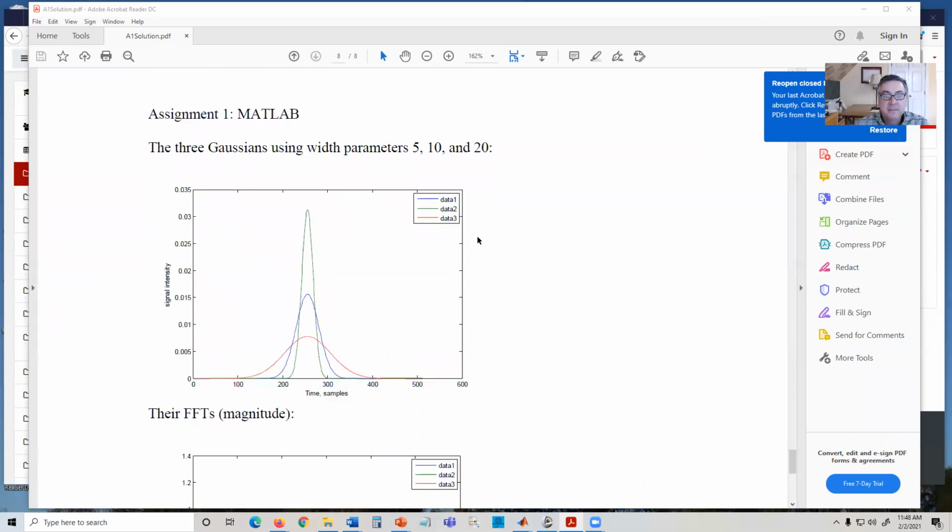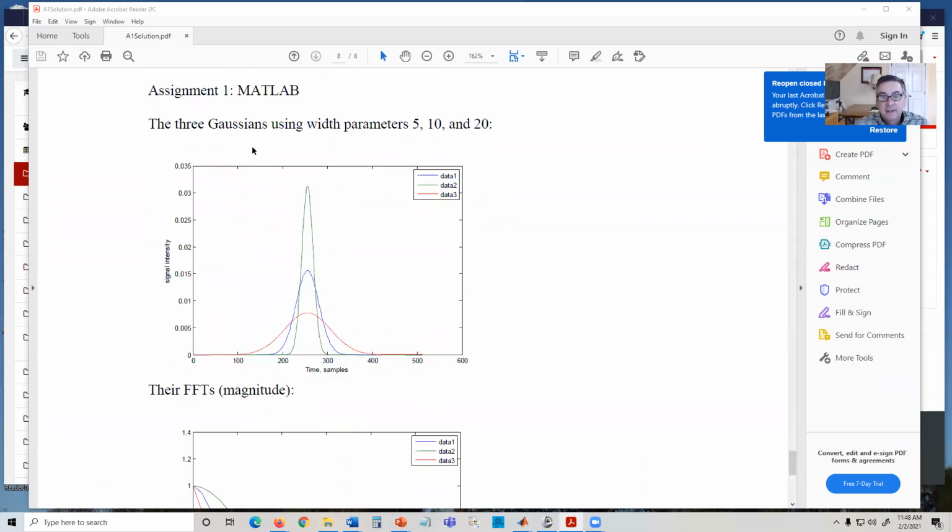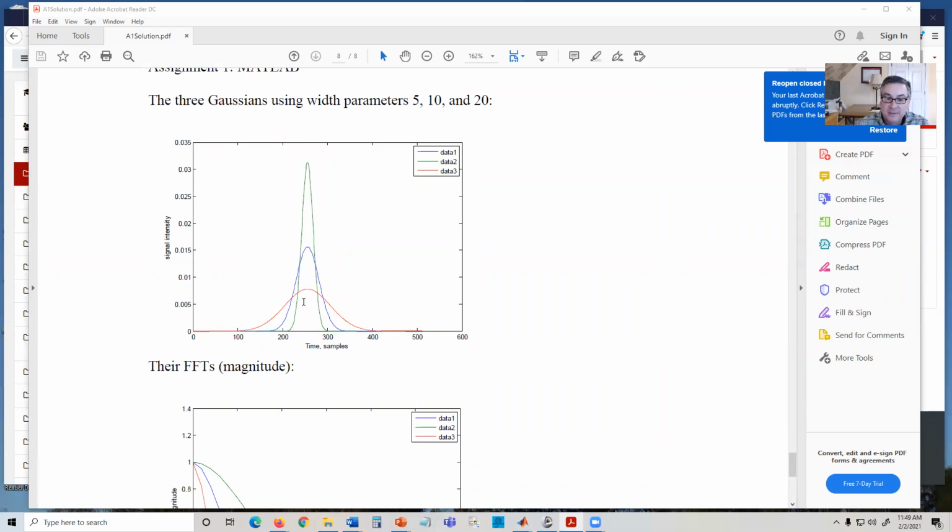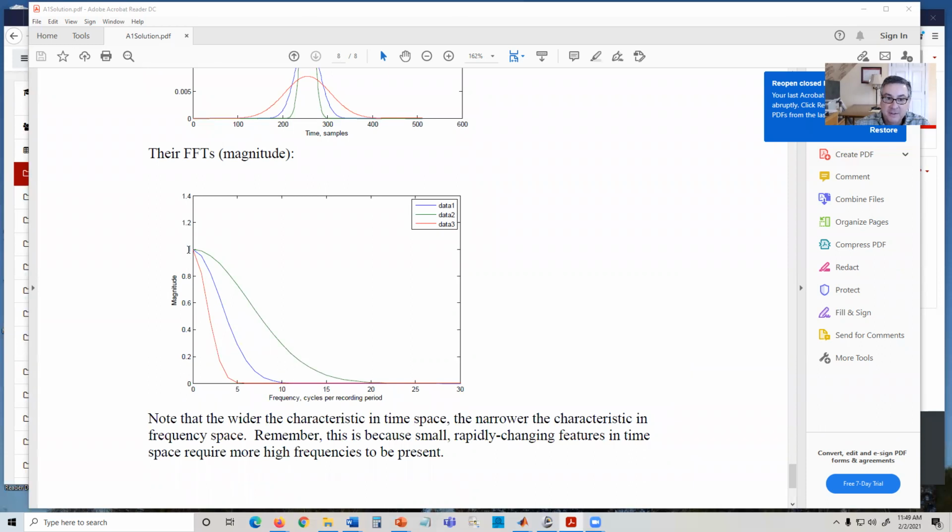And then finally, the MATLAB assignment, basically pretty simple because I gave you everything you're supposed to do. So we have 3 Gaussians. It's important to normalize them so that the area under them is equal, because that means that when we take the FFTs, 0 frequency will be equal. And we get a better comparison of the 3 that way.